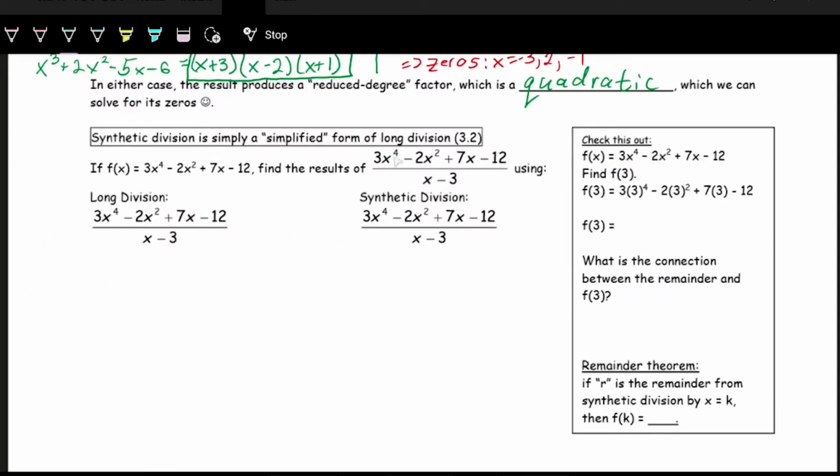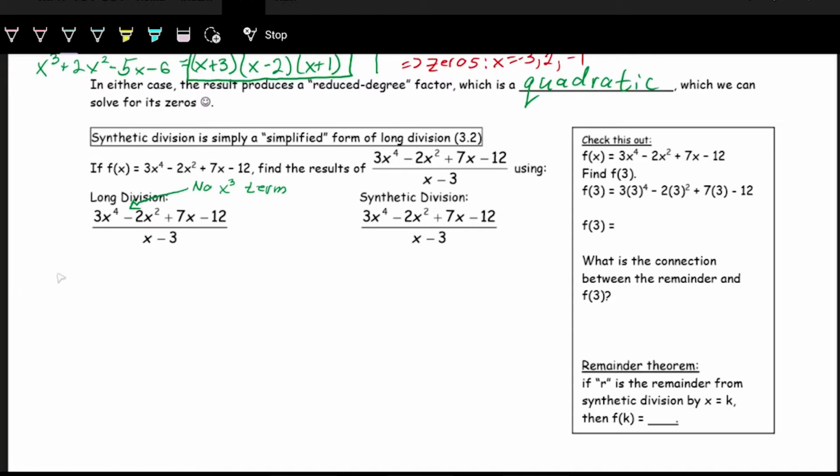So in this example here, we are doing another division, 3x to the fourth minus 2x squared plus 7x minus 12 divided by x minus 3. And you might notice that the dividend in the numerator is missing a term. It doesn't have an x cubed term. There really is an x cubed term, it's kind of just hidden. What it means is it has a coefficient of 0. So we use a placeholder in place of the x cubed term.